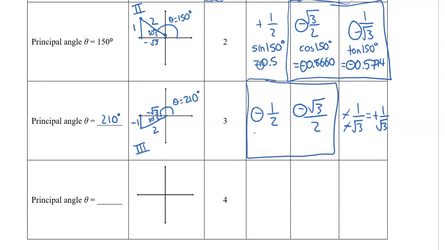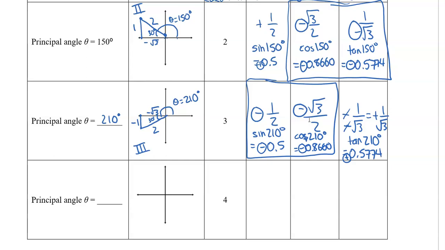Do the same thing in your calculator. Sine of 210 degrees, what do you get? Sine of 210 degrees should give you negative 0.5. Cosine of 210 degrees should give you negative 0.8660. And then tan of 210 degrees, if you've typed that in your calculator properly, should give you 0.5774, a positive value.